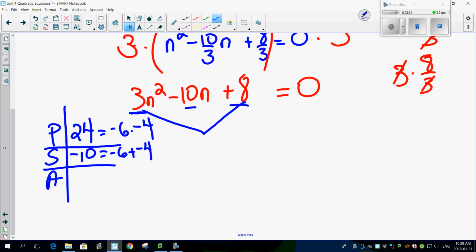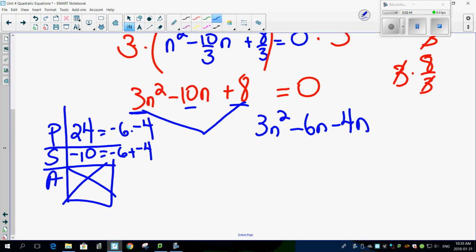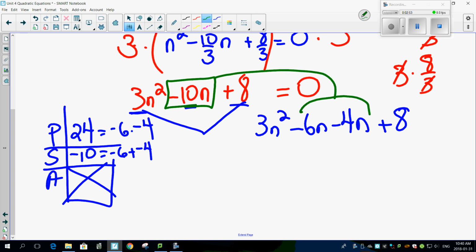But because this is PSA 2, you can't give the answer right away. Right? We have to go through the motions. So, okay, here we go. 3n squared minus 6n minus 4n plus 8. All right? So why do we do that? Because remember, this adds up to minus 10. This part right here. Minus 6n and minus 4n add up to minus 10. This is the process of decomposition. So we're going to break this guy down. Okay, so let's grab these guys.